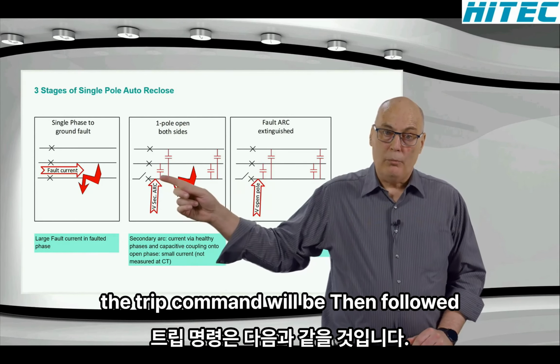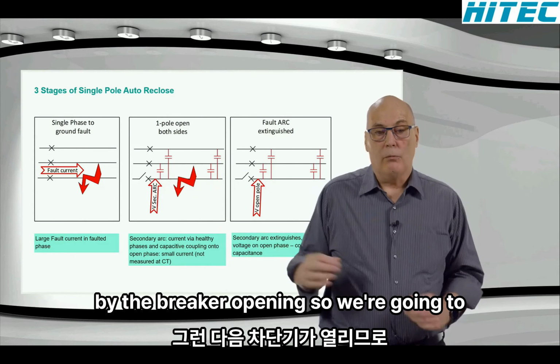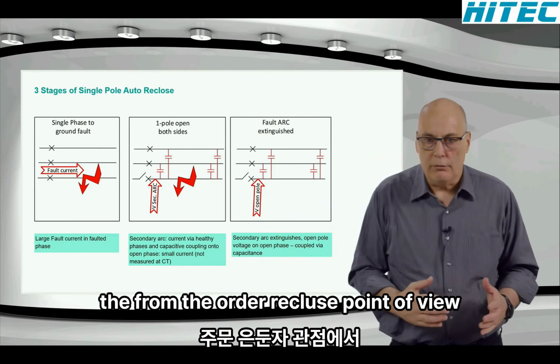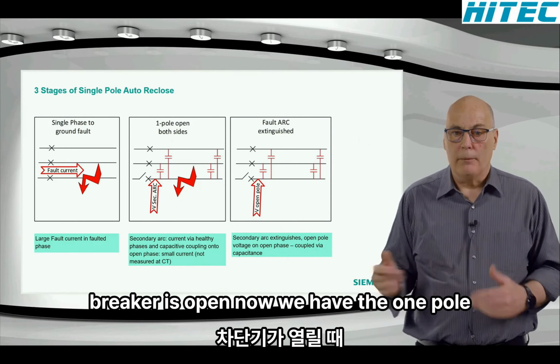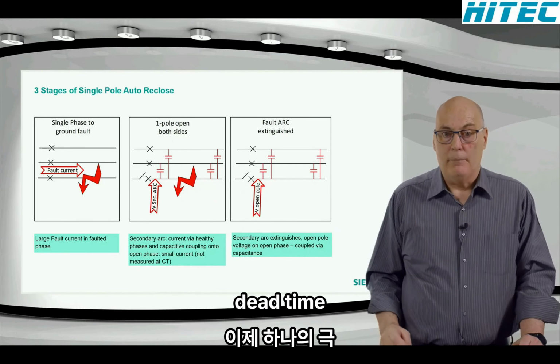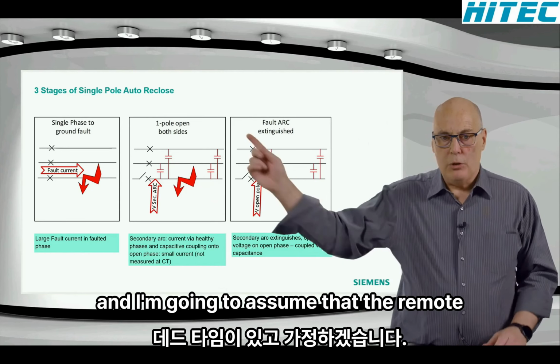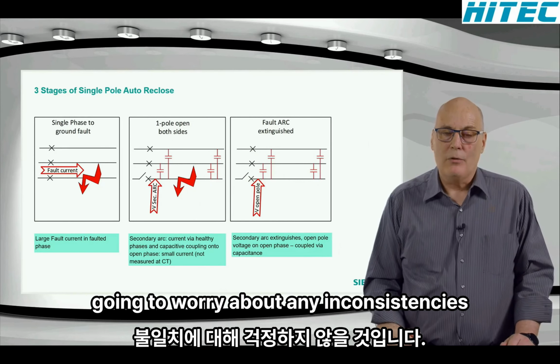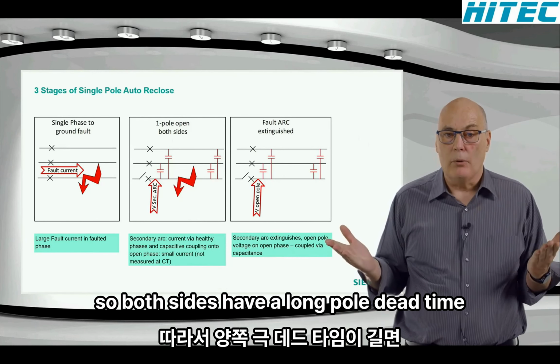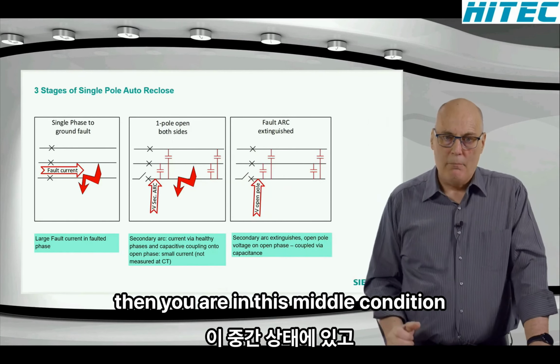The trip command will then be followed by the breaker opening. So from the auto reclose point of view, we go into the second state, when the breaker is open. Now we have the 1-pole dead time. I'm going to assume that the remote side has done the same thing, and I'm not going to worry about any inconsistencies. So both sides have a 1-pole dead time. Then you are in this middle condition.